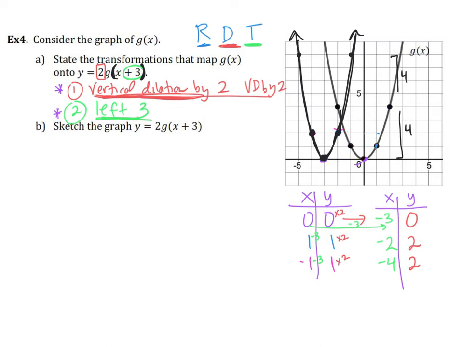So it should look like this in the end. So you can see your new graph. Those y values have all been doubled in their height, right? This distance was 1, now it's 2. This distance here was 4, now it's 8. And then, of course, all of them shifted to the left 3 units, left 3 units, left 3 units, etc. Twice as high.